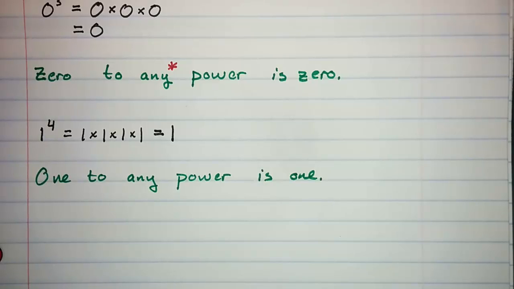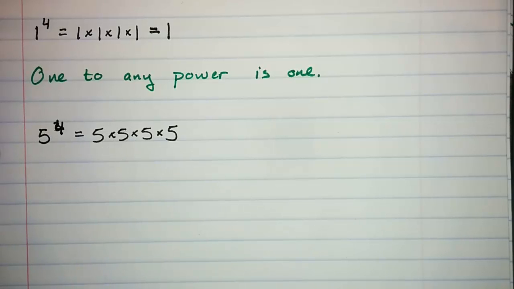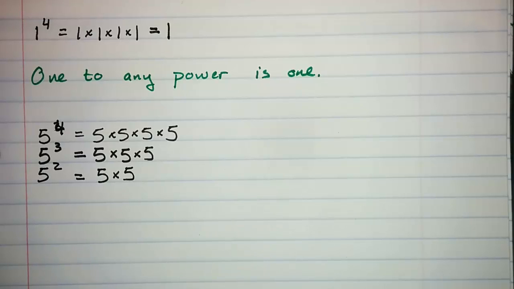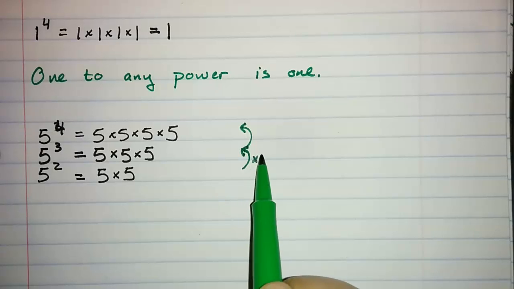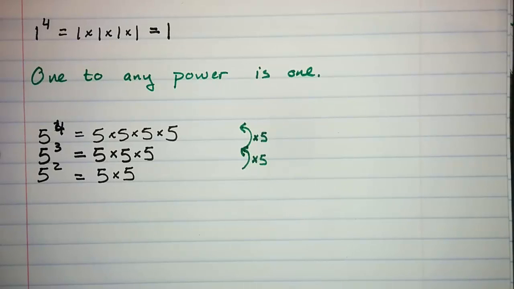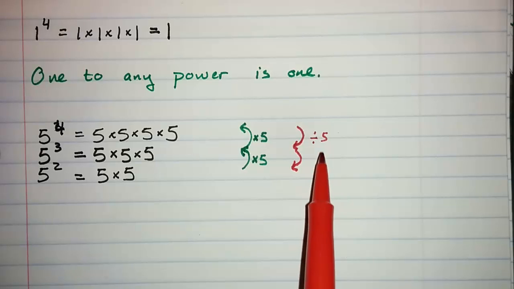What about when we have 0 and 1 as our exponent? I'm going to just use 5 as my example here. 5 to the 4th means multiply together 4 copies of 5. 5 to the 3rd means multiply together 3 copies of 5. 5 squared means multiply together 2 copies of 5. So you can see, when we go up a power of 5, we multiply by an extra copy of 5. When we go down a power of 5, well, we multiply by 1 less copy of 5, which is the same as dividing by 5.